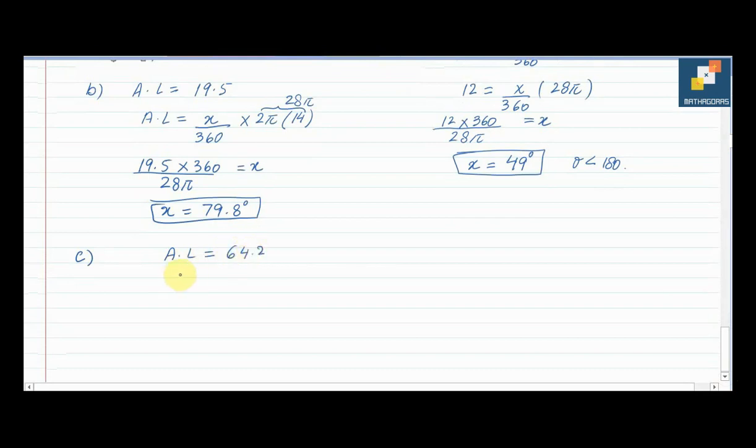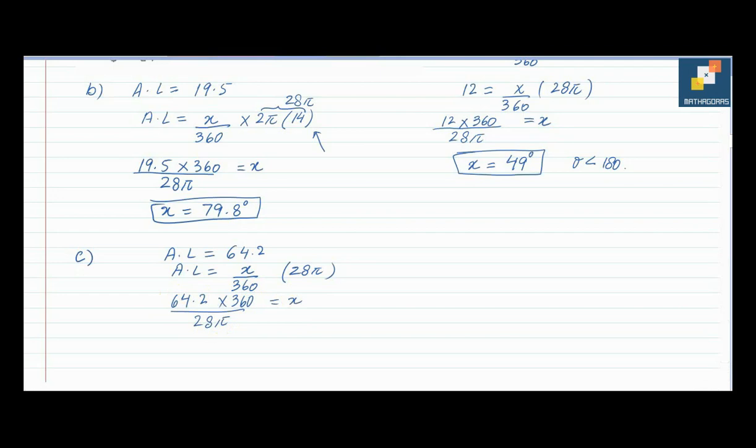First thing, working formula. Arc length is equal to x divided by 360, and this whole thing is fixed, that is 28 pi, as I have told you in the last part. Arc length is 64.2, so 64.2 multiplied by 360 divided by 28 pi is equal to x. Solve it: 64.2 multiplied by 360 divided by 28 and divided by pi. So it's 262.7.